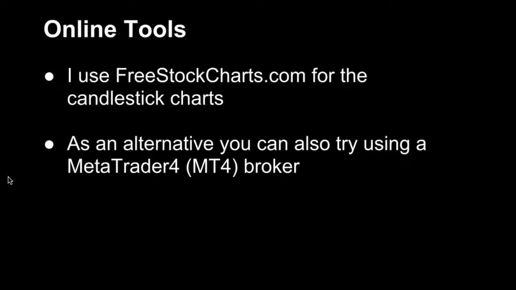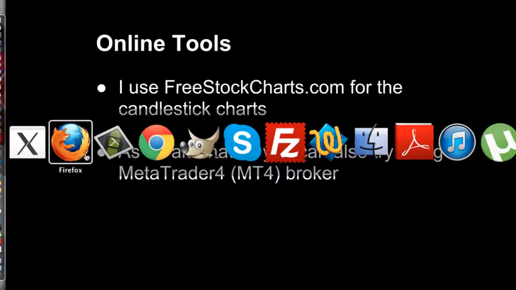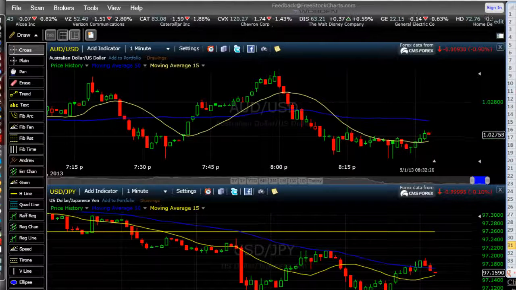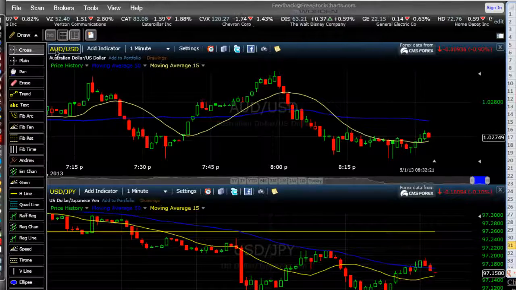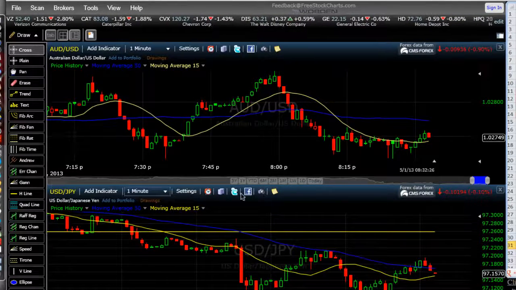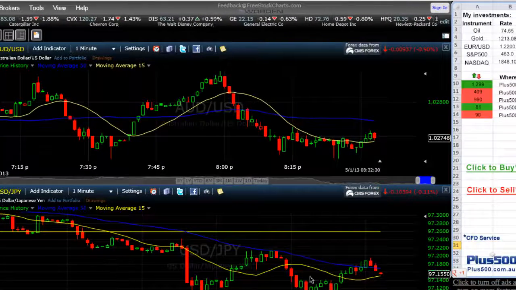And you're going to need some online tools. I use freestockcharts.com for the candlestick charts, which I'll just bring up here. So freestockcharts.com. Right here I've got the AUD USD chart in the top window and the USD Japanese currency pair in the bottom window.